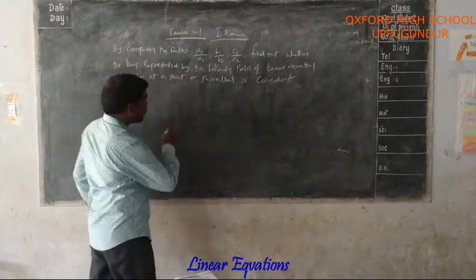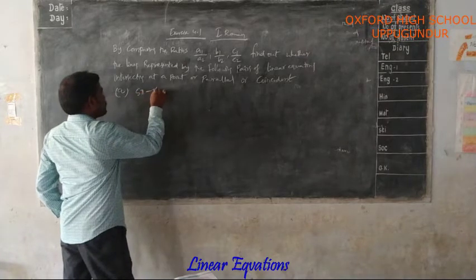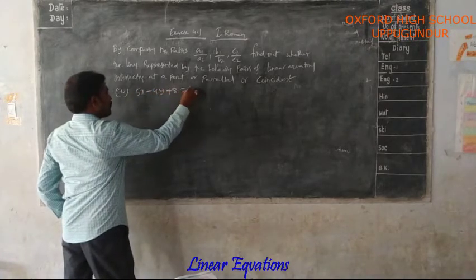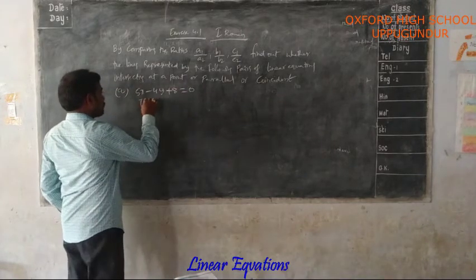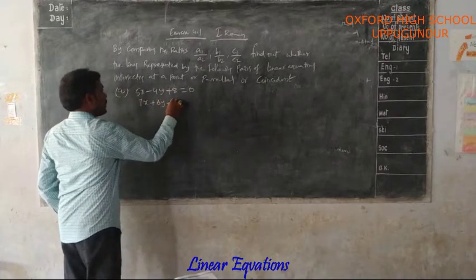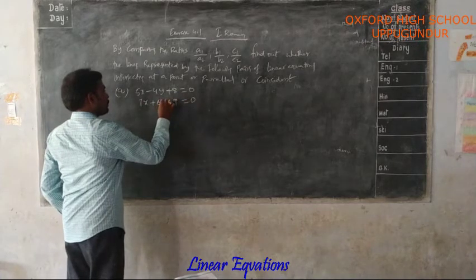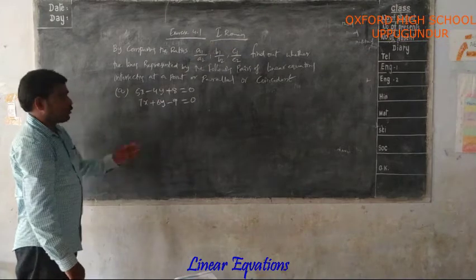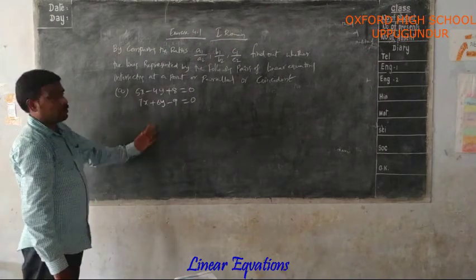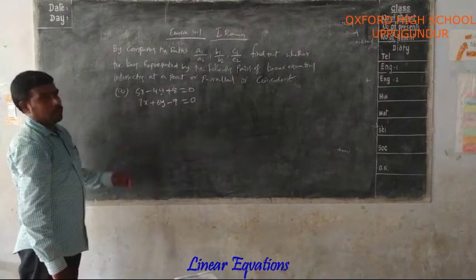So the first problem they give: 5x minus 4y plus 8 equal to 0. The second one is 7x plus 6y minus 9 equal to 0. These are the pair of linear equations. So the remaining two problems you have to do. I will tell you the first problem. So this is about the first problem.